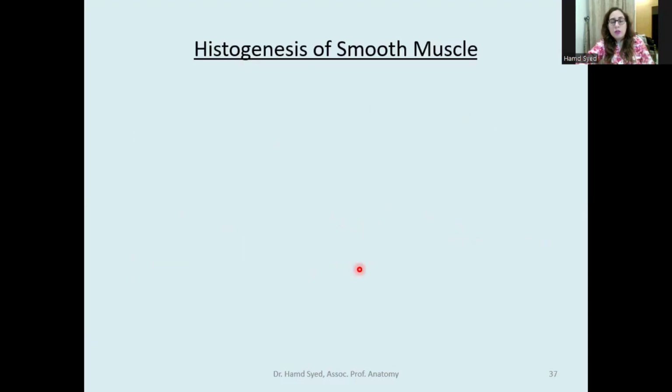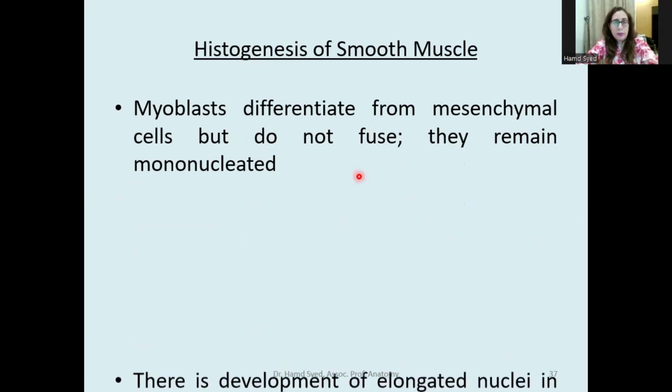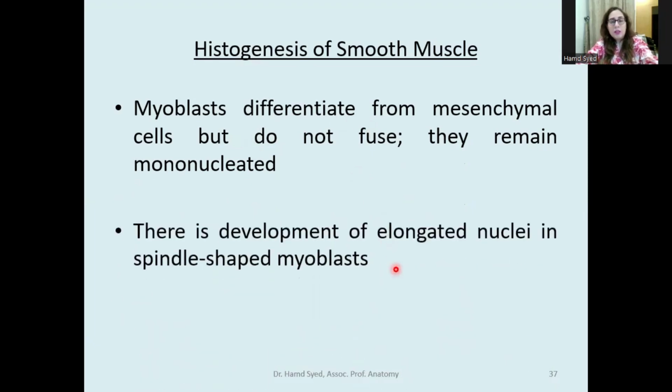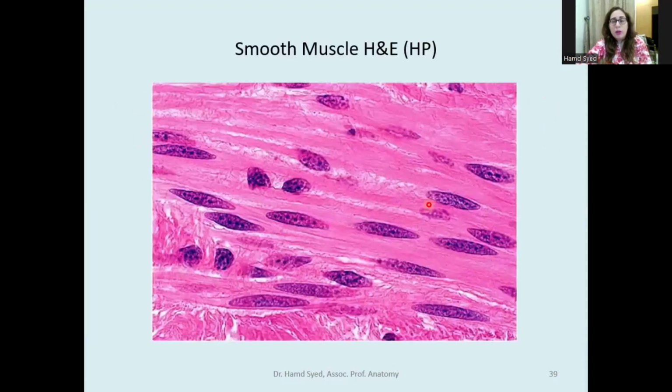Now coming to the histogenesis of smooth muscle, in this case myoblasts differentiate from mesenchymal cells. They do not fuse, they remain mononucleated. There is development of elongated nuclei in the spindle-shaped myoblasts. Filamentous but non-sarcomeric contractile elements develop in the cytoplasm of the smooth muscle cells, so they will not have striations. So this is an important point, that the contractile elements within smooth muscle cells are not organized into sarcomeres, and therefore striations will not be visible when we look at the smooth muscle through the microscope.